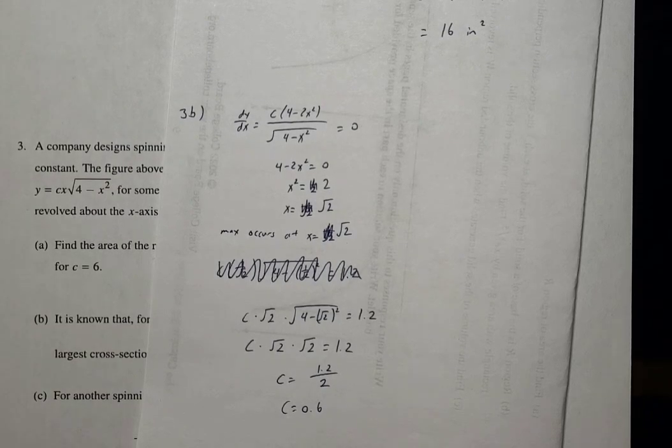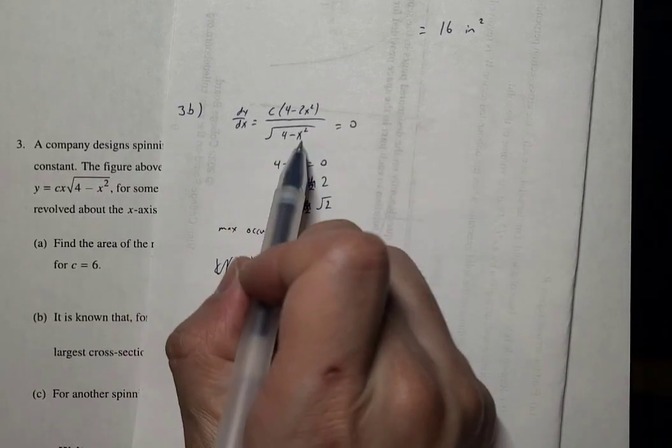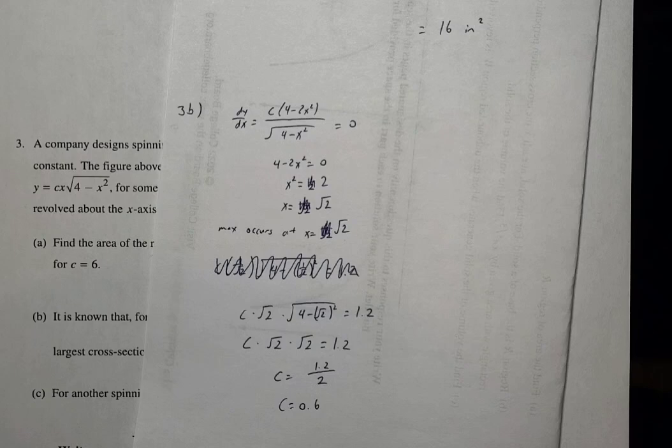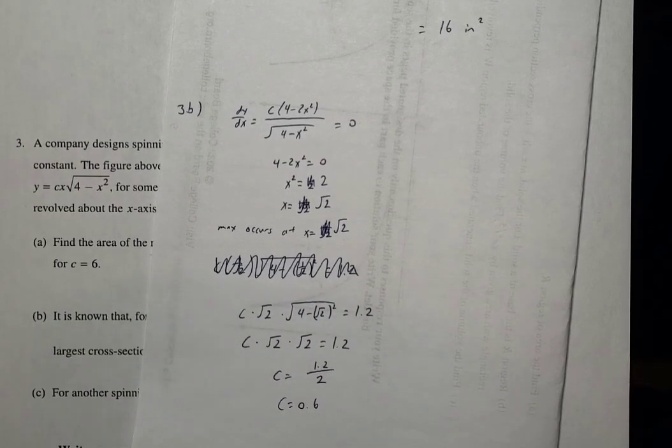Okay, scoring guidelines. Let's see what gets the points. This gets you 1 point. And 0.6 gives you 1 point.